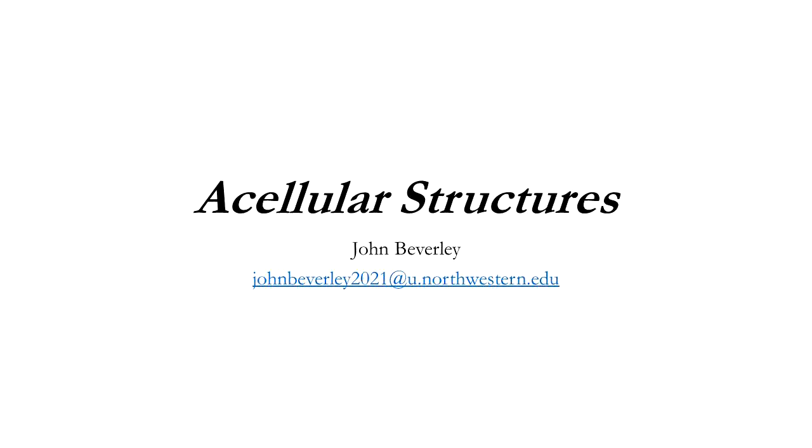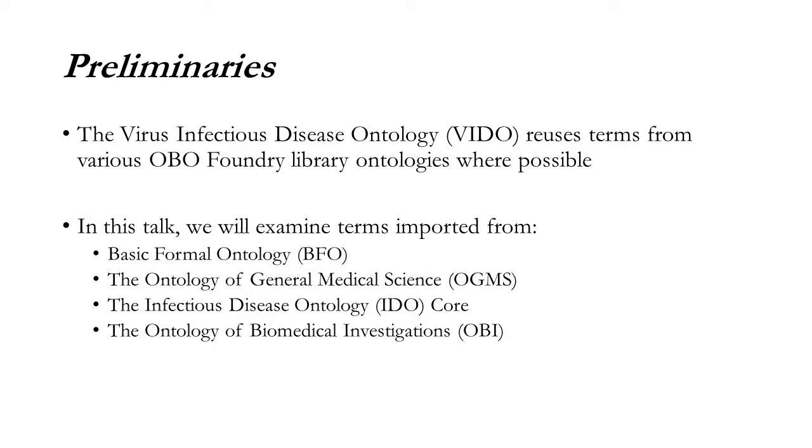Hello. Today we're going to be talking about acellular structures, another component of the virus infectious disease ontology. Now, some preliminaries are in order. The virus infectious disease ontology reuses terms from various OBO Foundry library ontologies where it can. In this talk, we're going to examine terms imported from the Basic Formal Ontology. This is top level architecture any OBO Foundry ontology is going to be using.